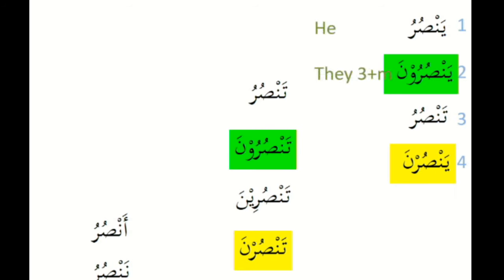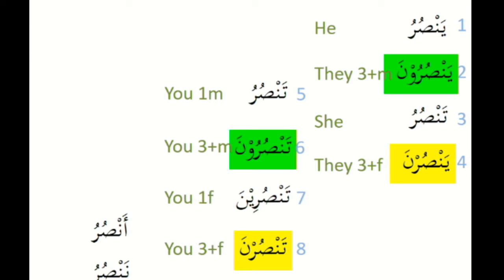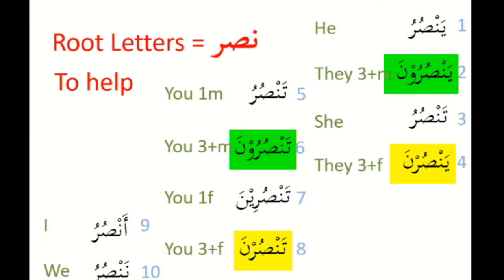Want to take a different one? Let's see, what's that? Yansuru. Nasara means to help. Okay, so say the scale for me. Yansuru, yansuruna. Tansuru, yansurna. Tansuru, tansuruna. Tansurina, tansurna. Ansuru, nansuru. So you see, if I change the second root letter in the first word, then it changes. That change stays right throughout.